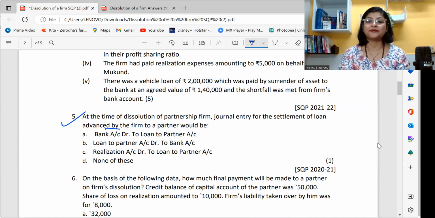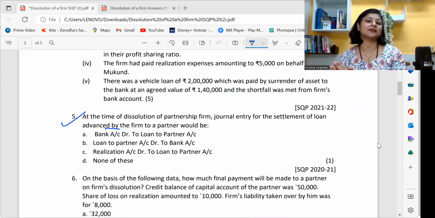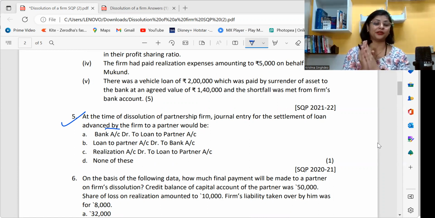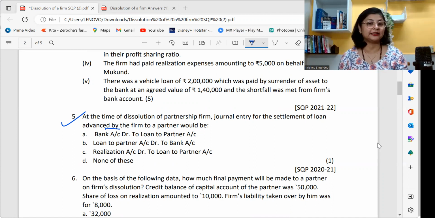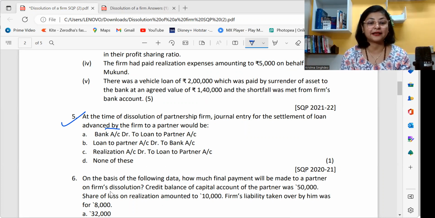Normally, the questions we see are based on the partner's loan to the firm, but this is not the partner's loan to the firm. This is the firm's loan to the partner. So obviously, if the firm has given any loan to the partner, the firm will take it back at the time of dissolution. They have given multiple options: bank account debit to partner's loan account. I feel this must be the right entry.